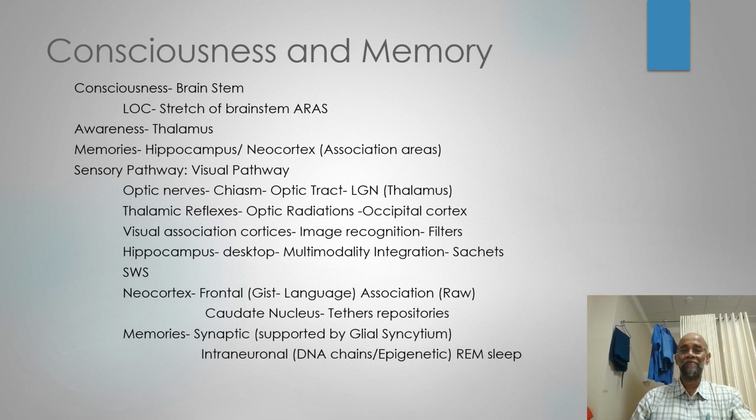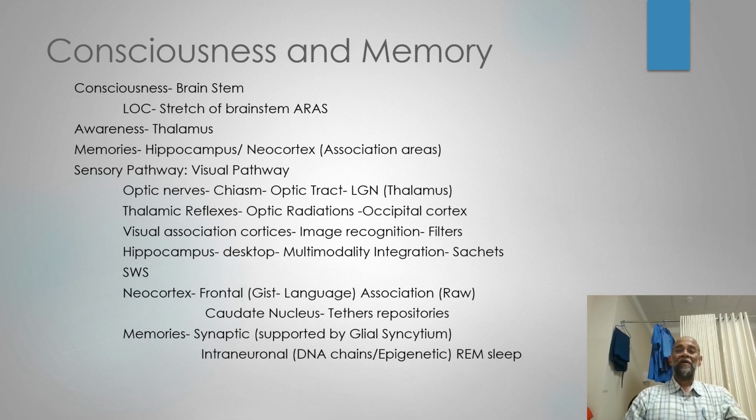The thalamus, people say sometimes, is a seat of consciousness, but actually it is a seat of awareness. The brainstem puts the switch on, and then the thalamus starts processing sensory information. Memories are stored in the hippocampus temporarily, it's a desktop, and then archived for long-term keep in the neocortex, in two zones actually. One is the frontal lobe and the other is the association cortex.